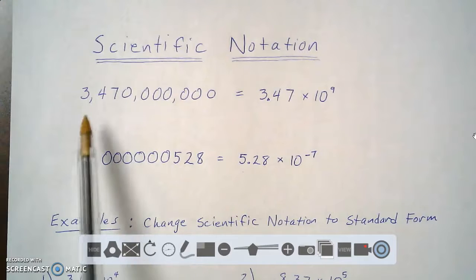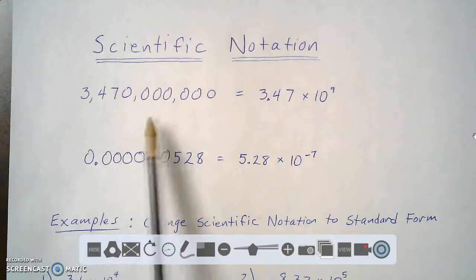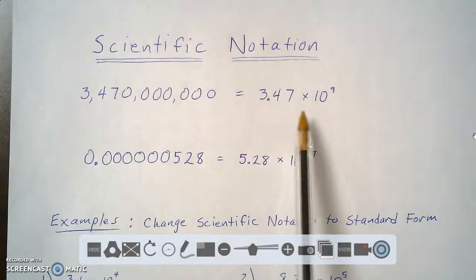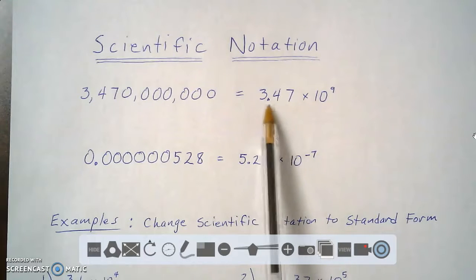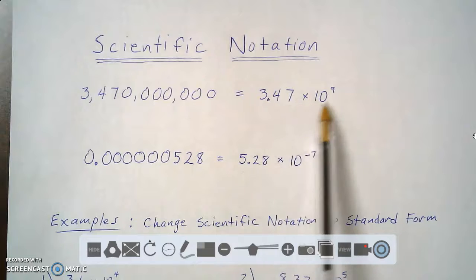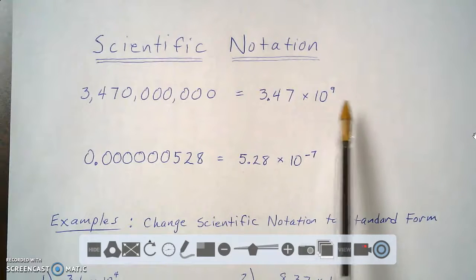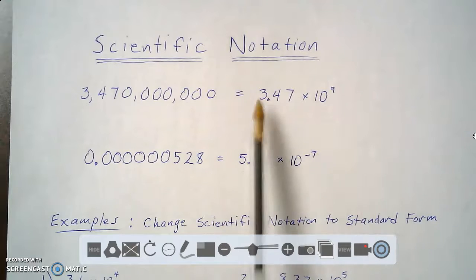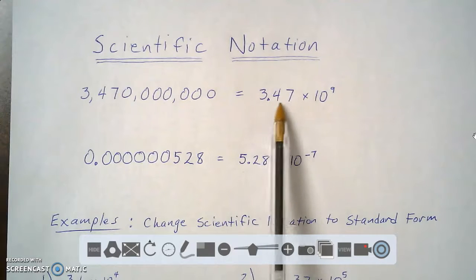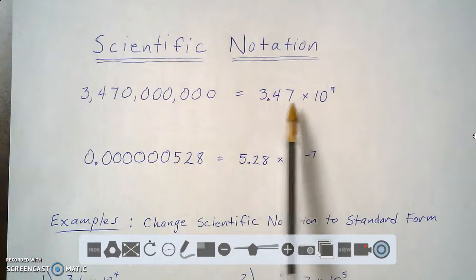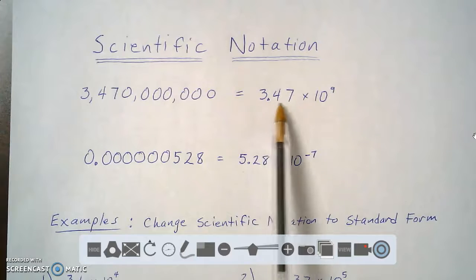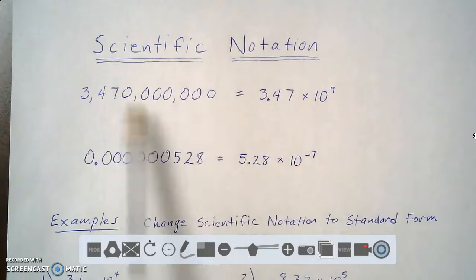So for instance, this number here, 3,470,000,000, can be written in a shorthand way. If you look at this number here, it says 3.47 times 10 to the 9th power, which means times 10 times 10 times 10, on and on, 9 times. Every time you multiply by 10, it moves the decimal point to the right. So if I move that decimal point to the right 9 places, I would have that number back. They're the same number, just written in two different ways.